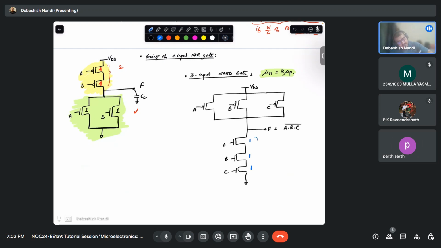So what is the series resistance in this case? If you make it 111, okay. Sorry, sir. 3, 3, 3. It should be 333, right? And what about the PMOS sizing?